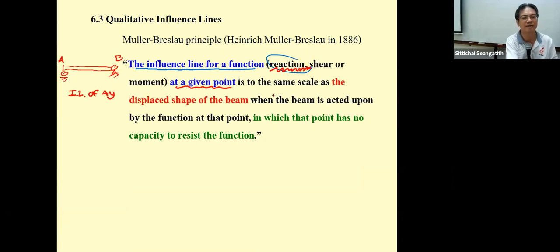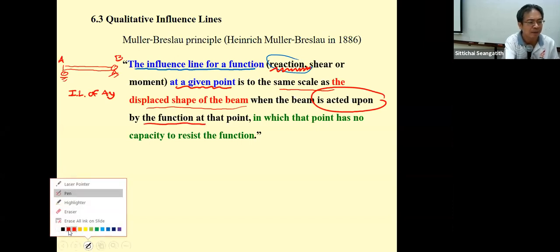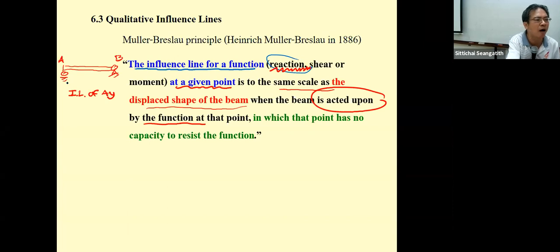What I do is what? The influence line of the reaction at point A has the same shape as the displacement shape of the beam when the beam is acted upon by the function, that means the beam is acted upon by A sub y, in which that point has no capacity to resist the function.